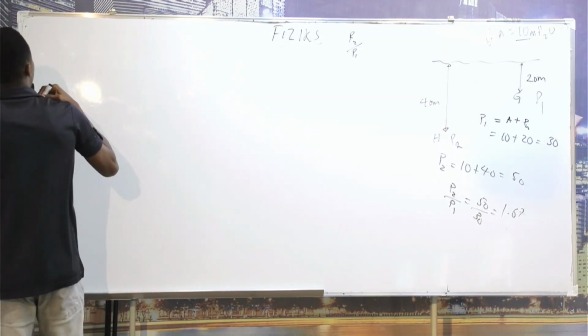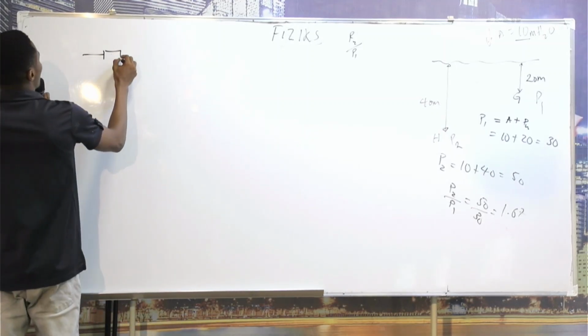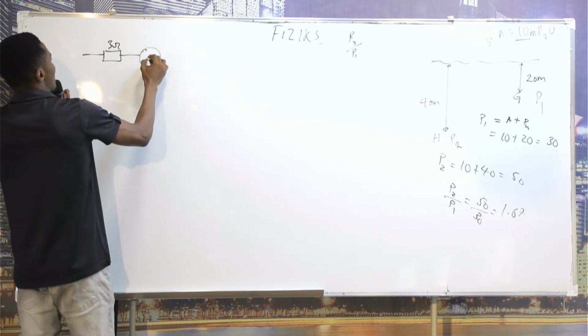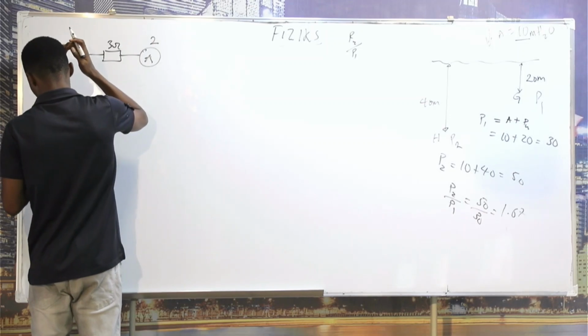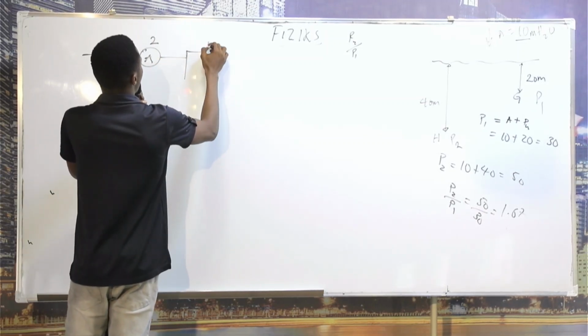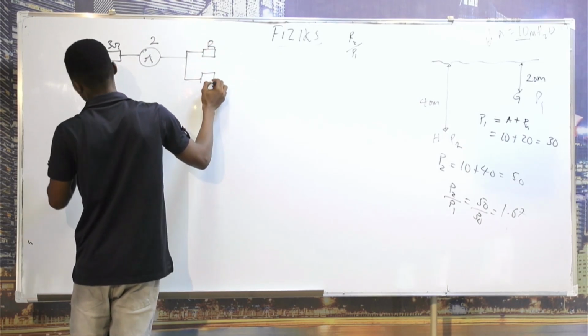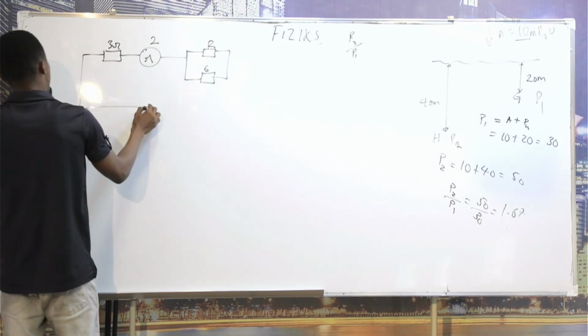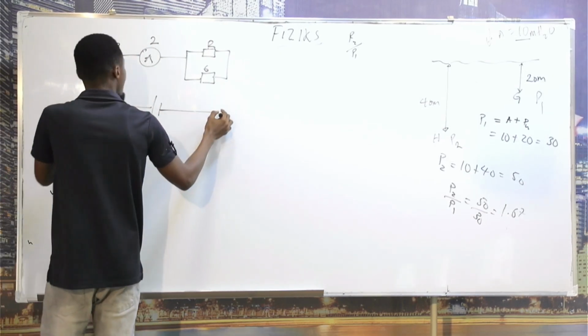So we have a circuit where we have 3 ohms. Then we have an ammeter which records 2 ampere. And then we have another connection of resistor R in parallel with another resistor 6. And across a voltage of 12 volts.